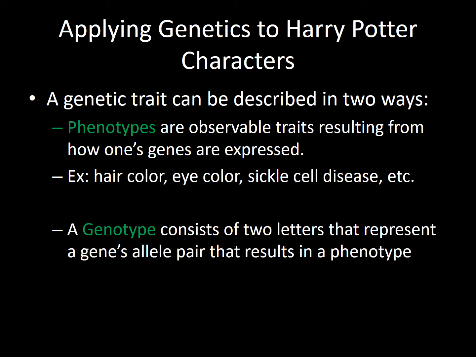A genotype consists of 2 letters that represent a gene's allele pair, and this results in a phenotype. So the genotype is what alleles are in your genes, and we usually represent this by letters. If it is a capital letter, it is dominant, which means it's going to show. And if it is a lowercase letter, it is recessive, which means that it is going to be masked by the dominant if the dominant is with it. So to show a recessive trait, both alleles need to be homozygous recessive.